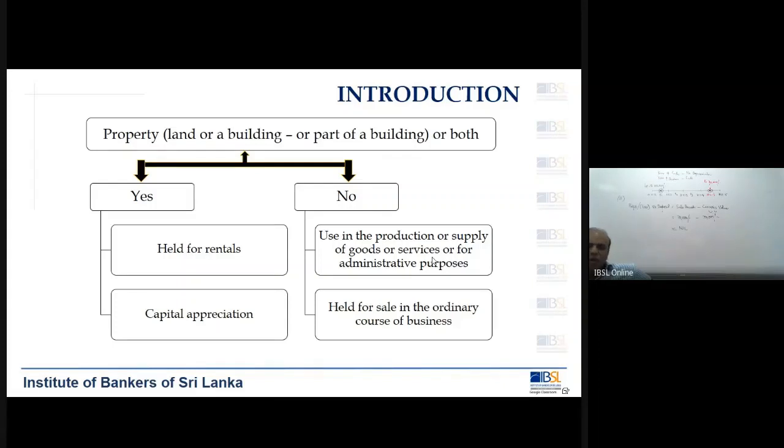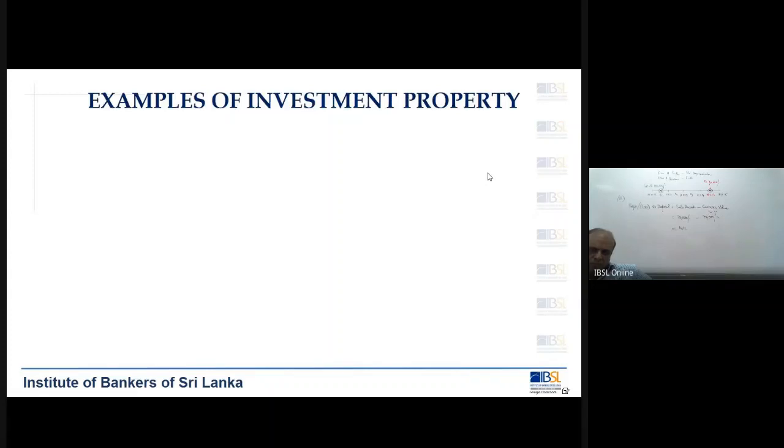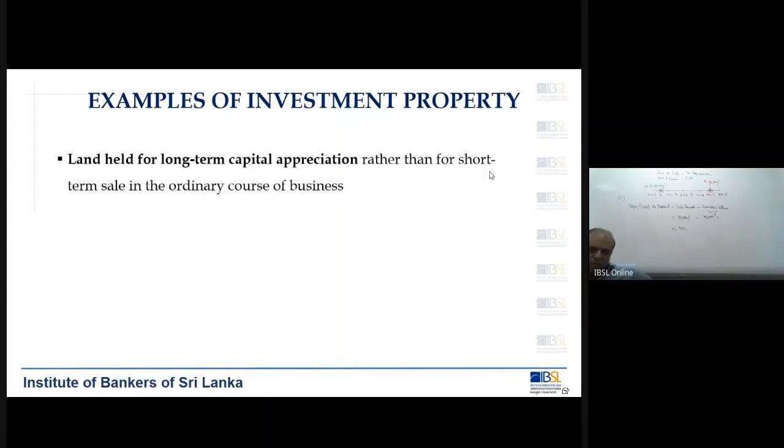So you can call it an investment property when you are holding it to earn rentals or you are holding it for capital appreciation. In all other instances, it will not be an investment property. Now let's look at an example. Land held for long-term capital appreciation rather than for short-term sale in the ordinary course of business, right?